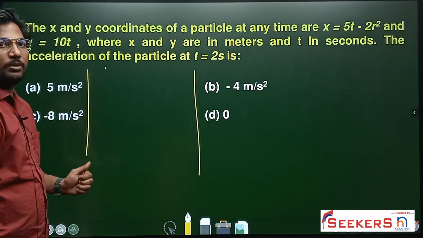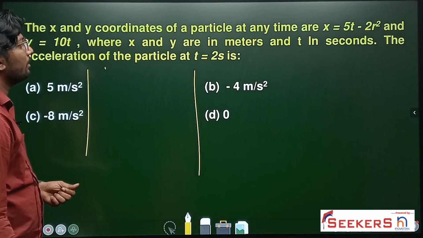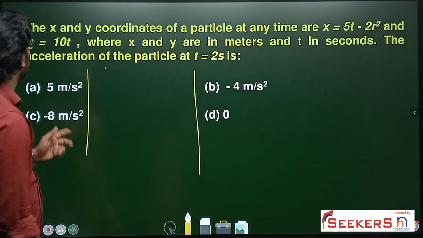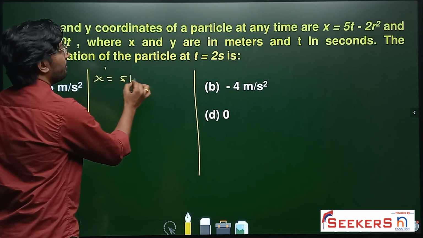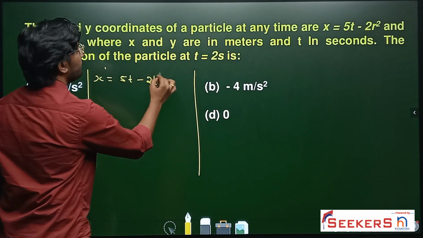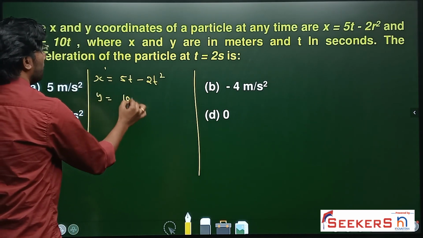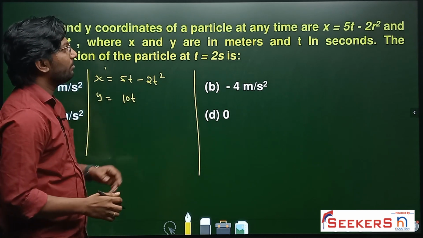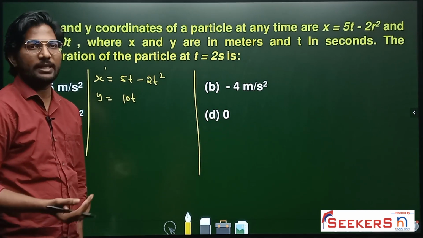So we'll see another question in this same topic. The x and y coordinates of a particle at any time are given as follows. The x position is given as 5t minus 2t square, and the y position is y equal to 10t, where x and y are in meters and t is in seconds. The acceleration of the particle at t equal to 2 seconds is?